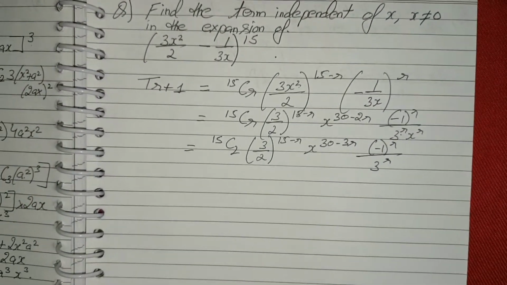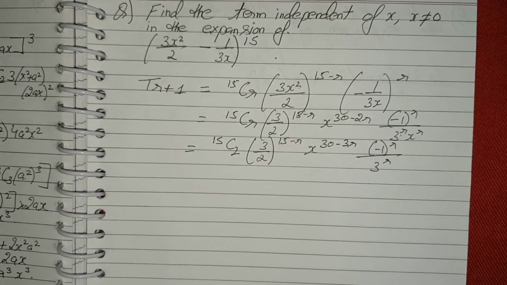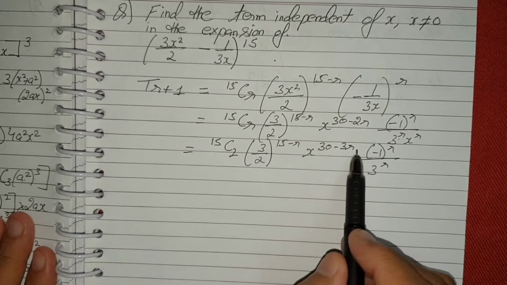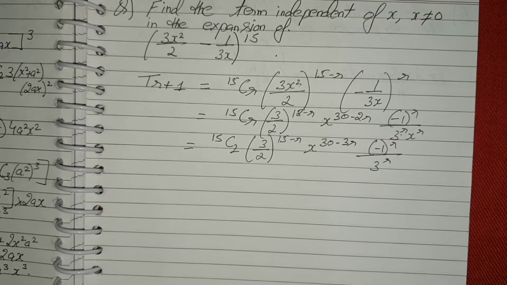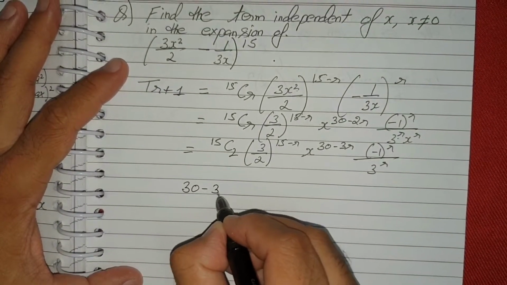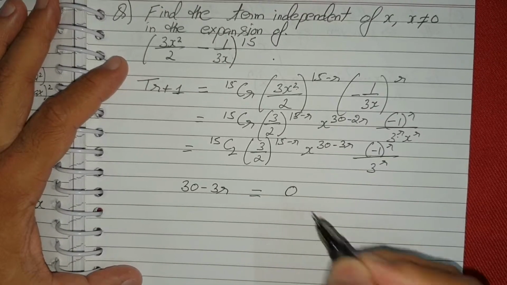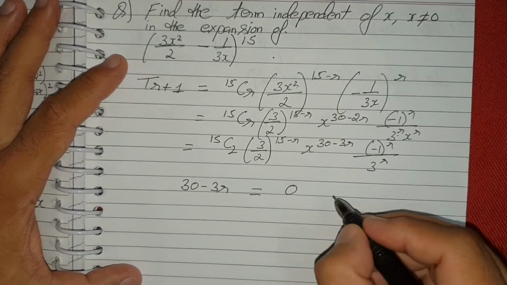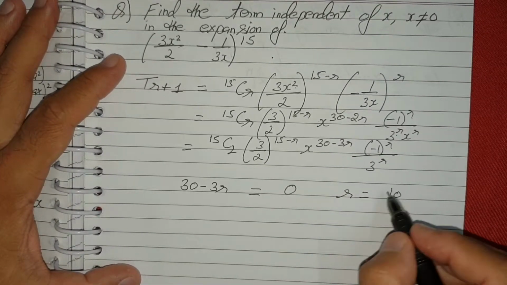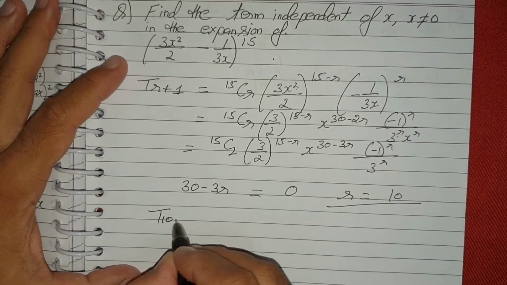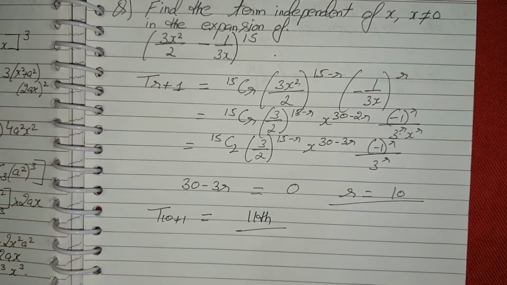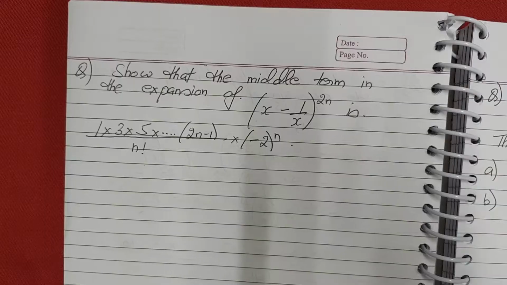Here we are concerned with the x only. The term independent of x means we have to eliminate x, so the power of x is 0. Just equate 30 minus 3r, the power of x, equals 0. That means r equals 10. So, r equals 10 means t 10 plus 1, that is the 11th term, is independent of x.